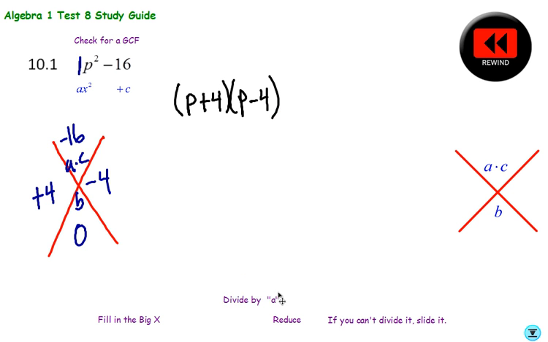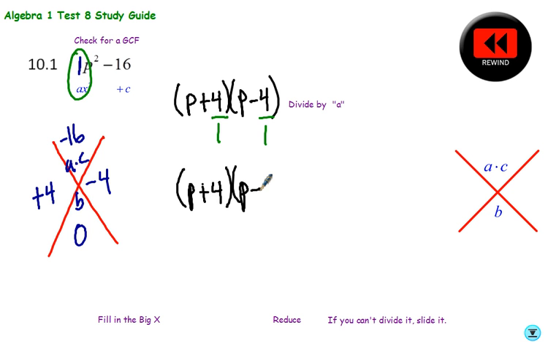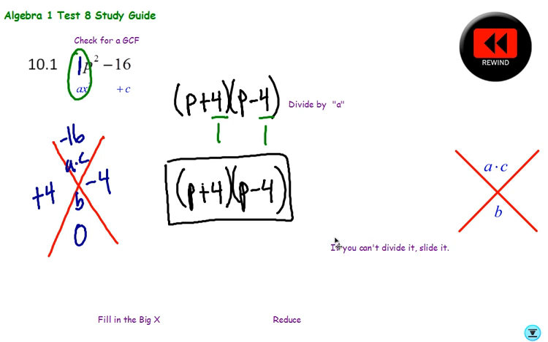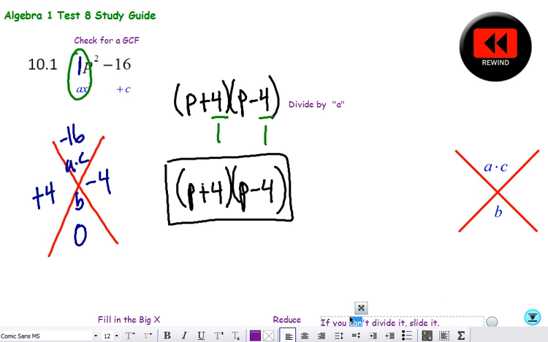And let me divide by a. What we notice here is that a is equal to 1. So we know when a is equal to 1, it's just going to end up being the same thing: p plus 4 times p minus 4. And again, don't do squared because they're not the same. It's only when they're identical that we can do that. And because a was equal to 1, there was nothing to slide. If you can't divide it, slide it. Well, we could divide it, we divided by 1, so there was nothing to slide. All right, so try number 10-2 in the middle.